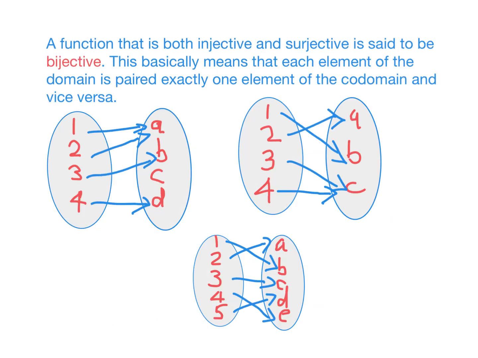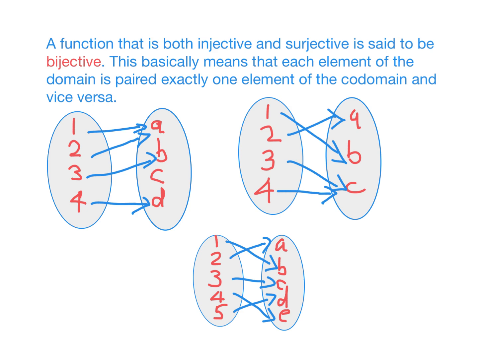So basically, a function is said to be bijective if it's injective, one-to-one, and also surjective, onto. So when a function is bijective, it makes things nice and easy. There's basically a perfect correspondence between elements of the domain and elements of the codomain. It turns out, as we'll see in subsequent lessons, a function has an inverse when and only when it is bijective. That's why it's important.